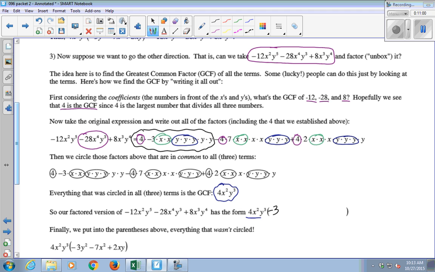No x's didn't get circled, so I have no x's left. I have y squared, a y times a y, so y squared. In my next term, I have a -7. I took the 4 out, so I'm left with a -7 and an x times an x, so 7x squared. And then in my last term, after you remove the circled stuff, you're left with a 2, an x, and a y.